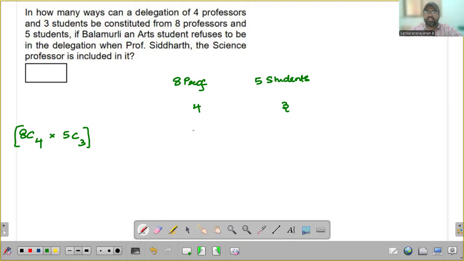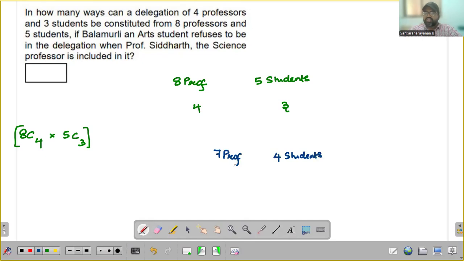So the number of ways that can happen: when Balamurali and Siddharth are in the delegation, what is the job that is remaining? From the remaining 7 professors, because Siddharth is already in. So the remaining 7 professors are there. Balamurali, the art student, is already in. The remaining 4 students are there.